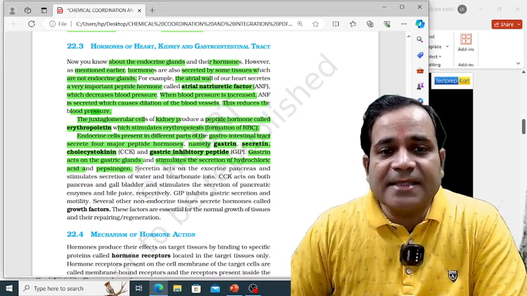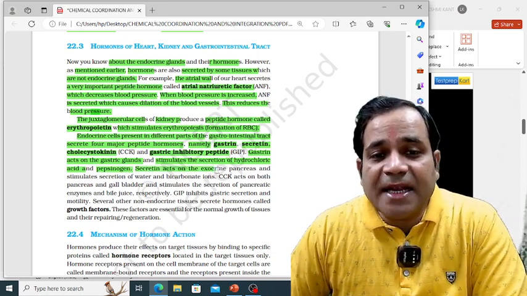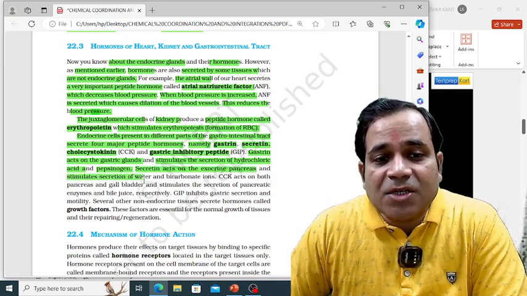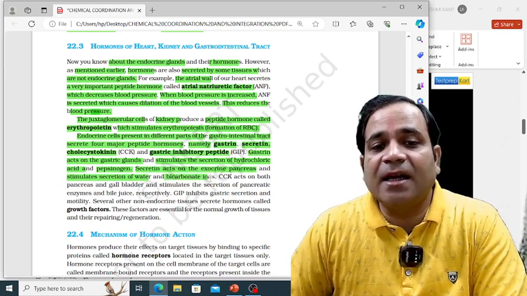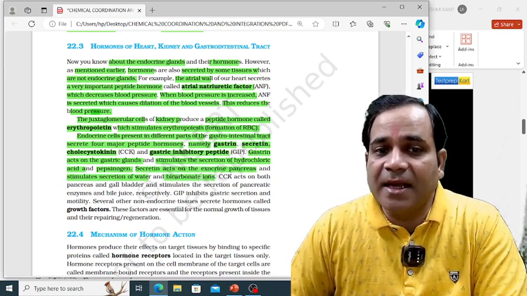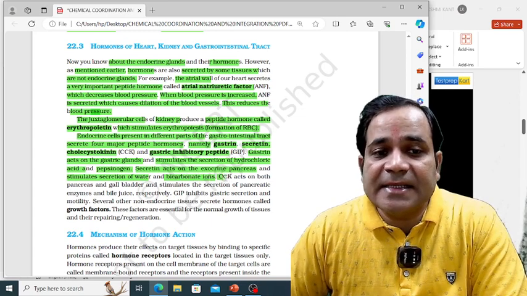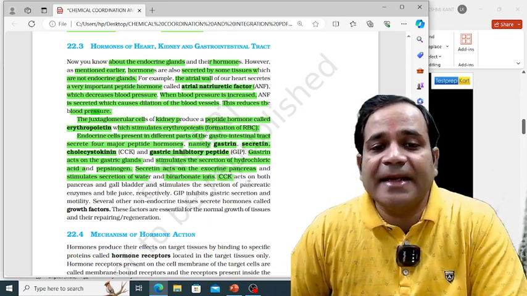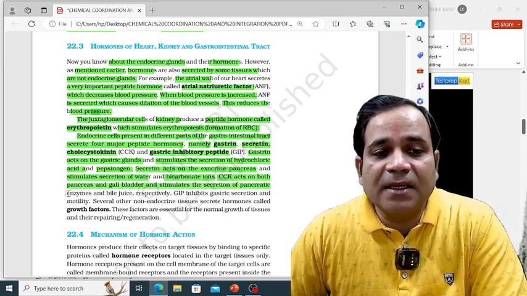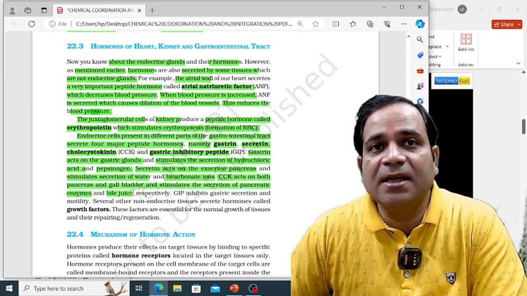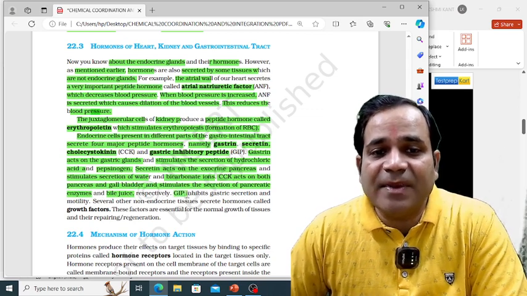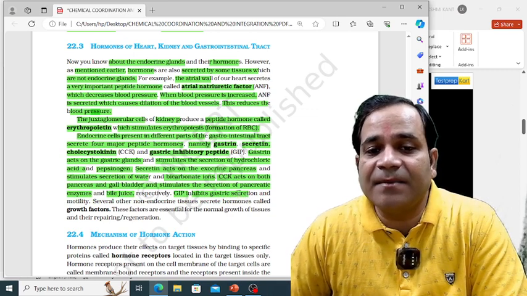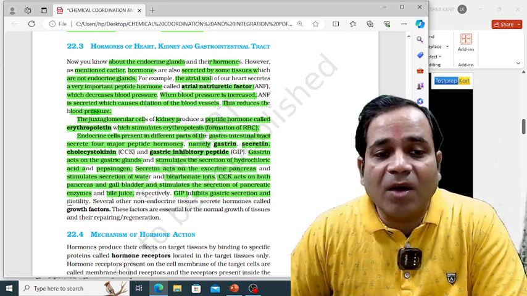Next, secretin acts on the exocrine pancreas, my dear, and stimulates the secretion of water and bicarbonate ions. CCK, that is cholecystokinin, acts on both pancreatic enzymes and bile juice respectively. GIP, that is gastric inhibitory peptide, inhibits gastric secretion and motility.